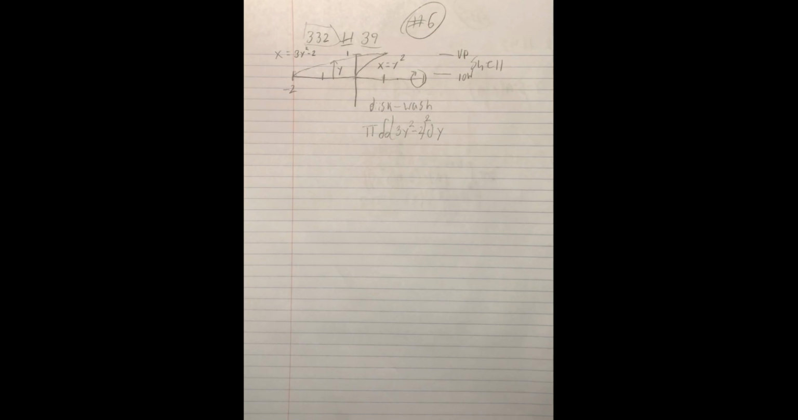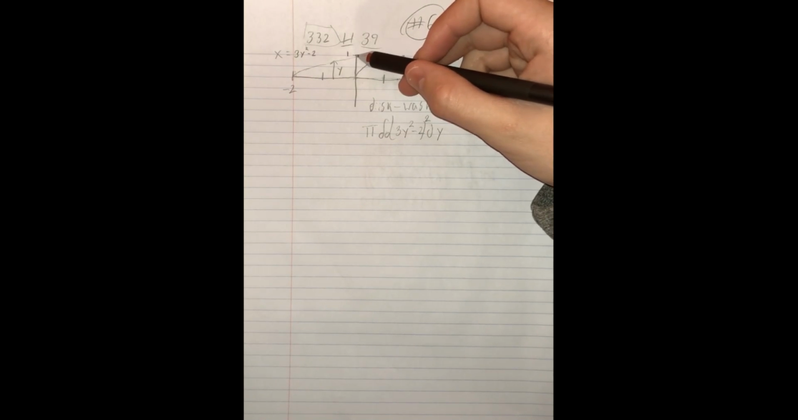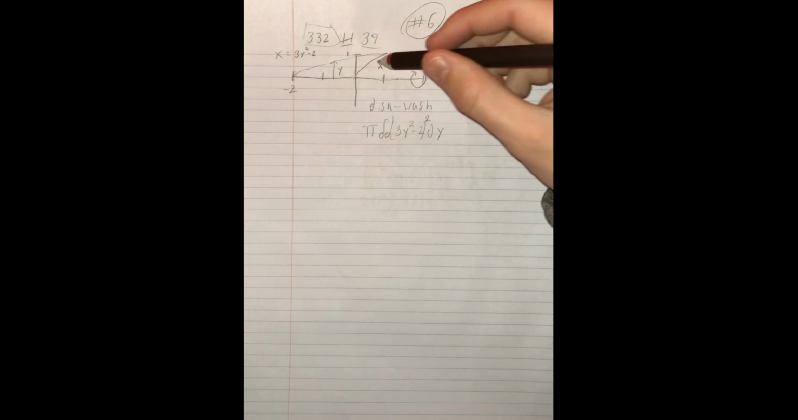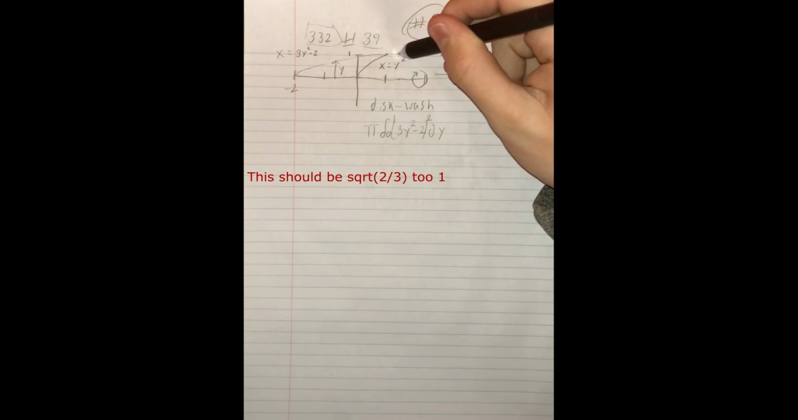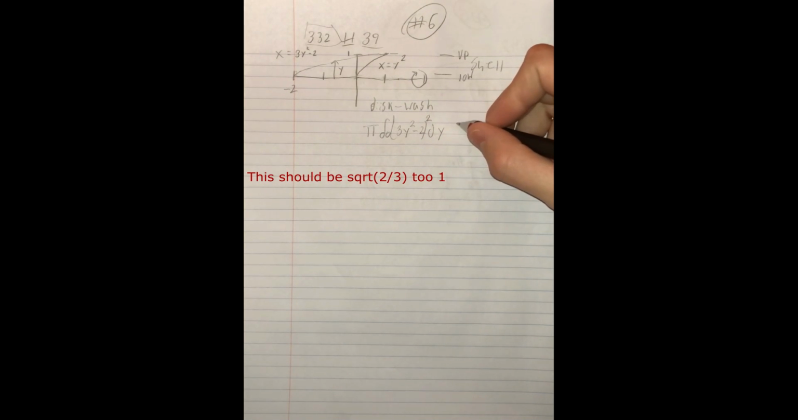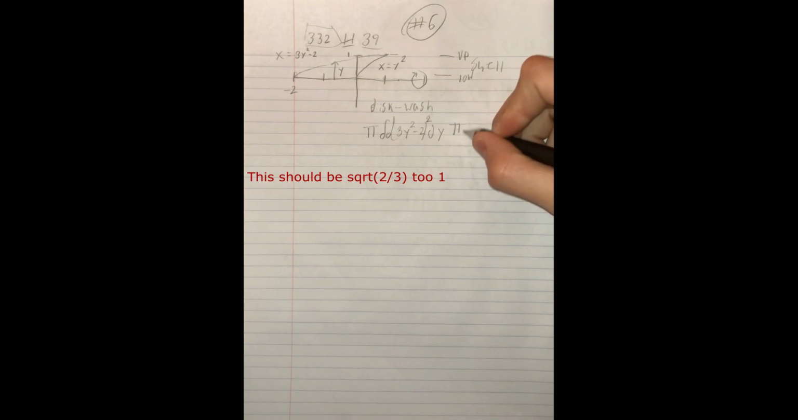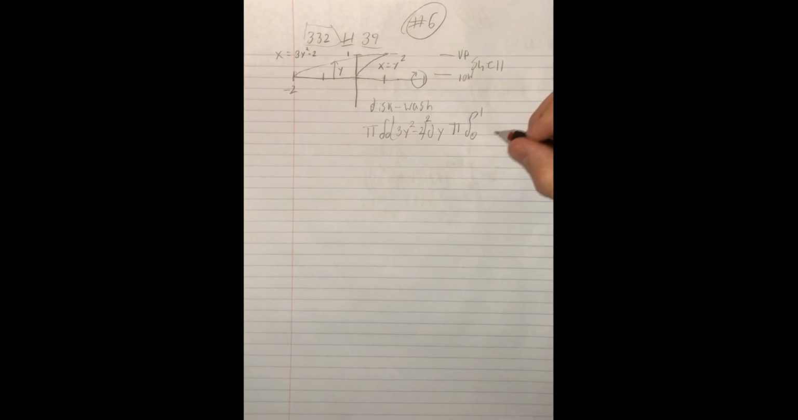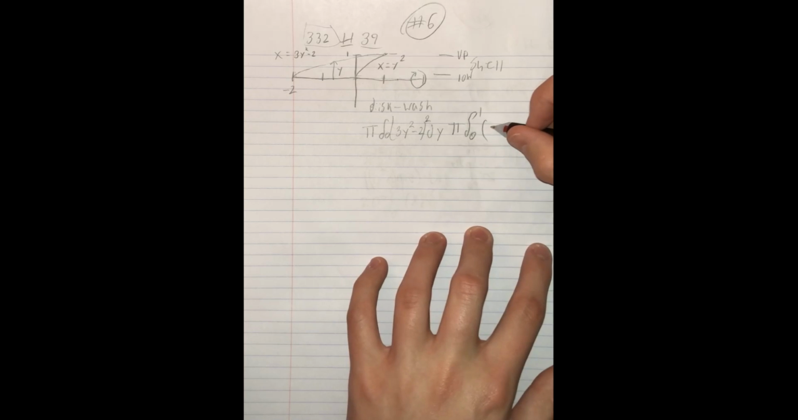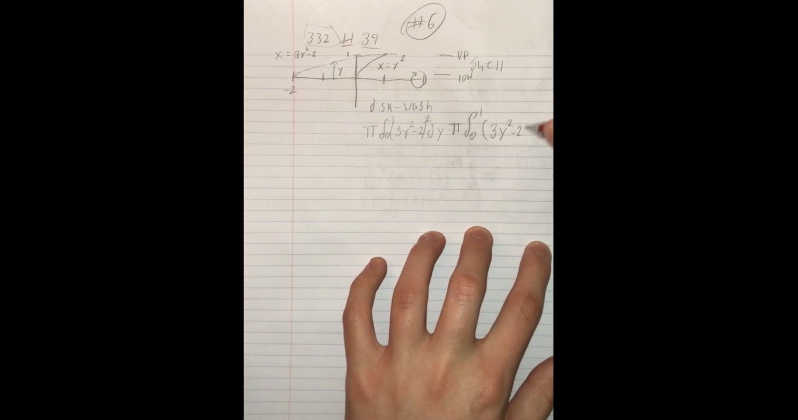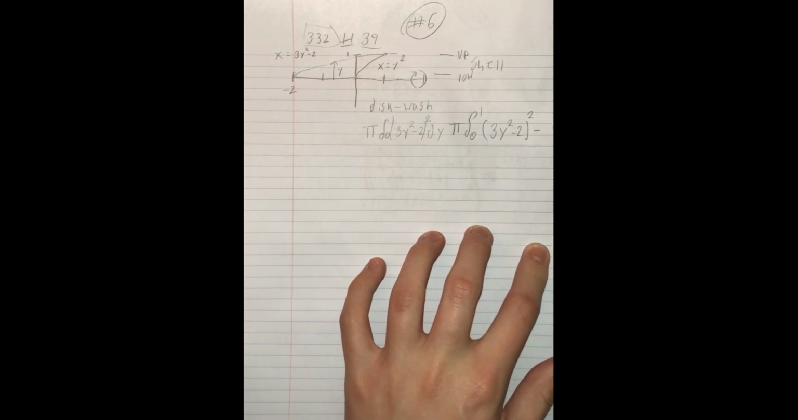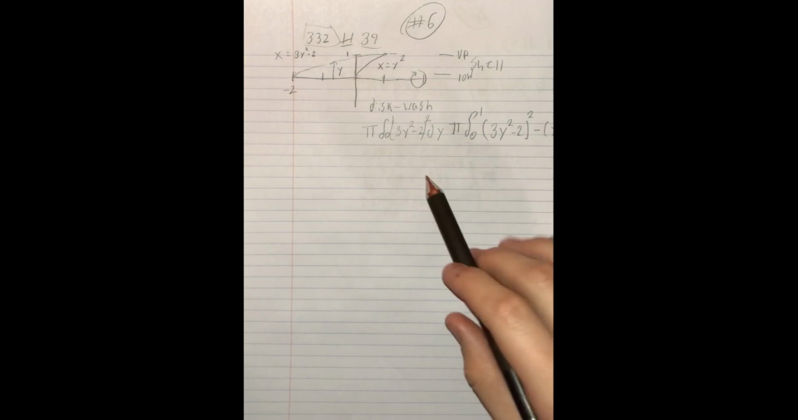Then we're also going to have this little segment over here, and this is integrated, yes, again from 0 to 1. So we're going to have another little section on this side, pi, 0 to 1, and this is going to be our upper, which is once again going to be our 3y squared minus 2, squared, minus our lower value, which is going to be y squared, squared, dy.